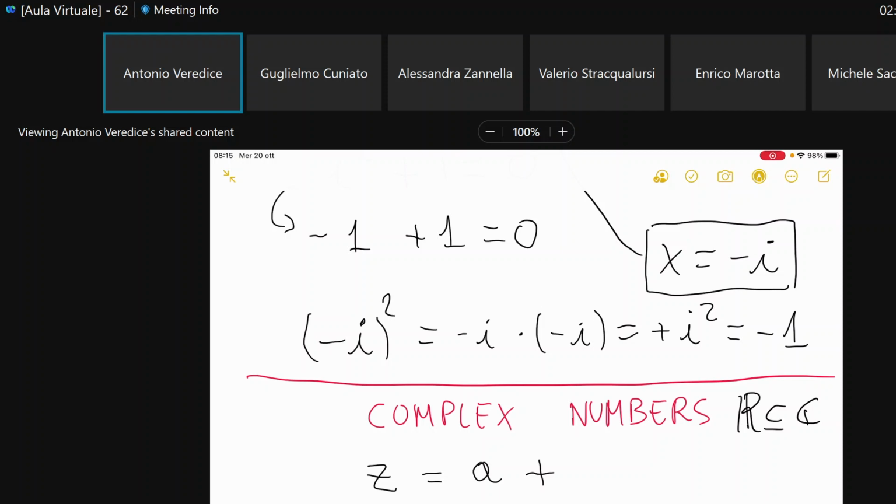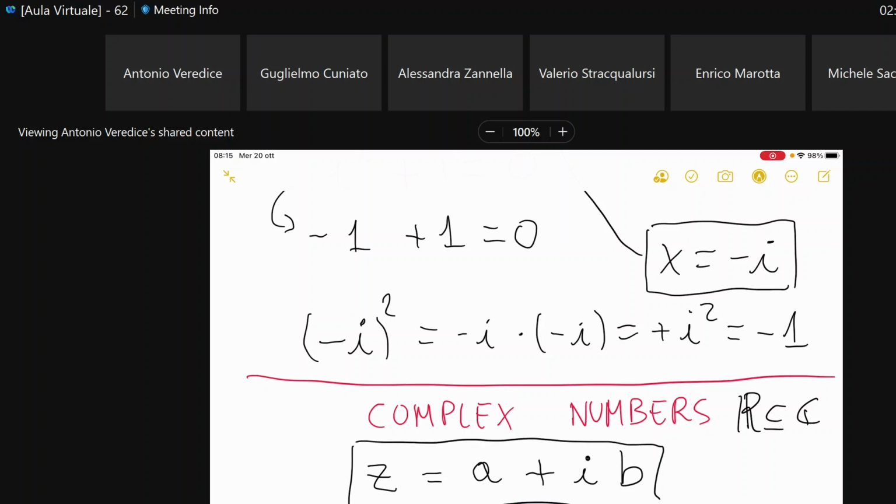So a complex number is made up of two parts: a, the real number, plus i, the imaginary unit, times b, where b is another real number. So it's not just i, the imaginary unit, that is a complex number, but also 2i, 3i, negative 3 times i, or square root of 2 times i. All these are complex numbers.